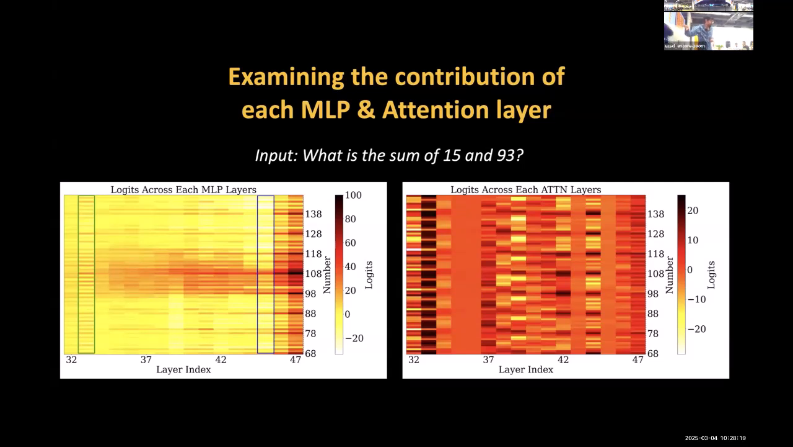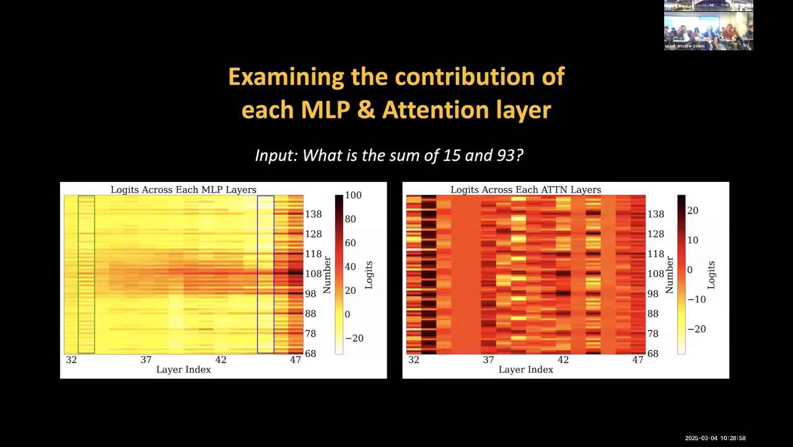The x-axis here is transformer layers from around 30 to 50. The y-axis is predictions in the logit space. It should be 0 to 500, but I'm showing a subset of the numbers, 60 to 140 or so. It's a heat map where the higher values denote the higher logit. The way we get this is that we look at a particular MLP block in this layer and apply this prediction head to see what the prediction of that block is. This is for the input sum of 15 and 93, and the answer is 108. We see that a lot of these MLP layers have a higher mass around the right answer 108, so a lot of red around here.